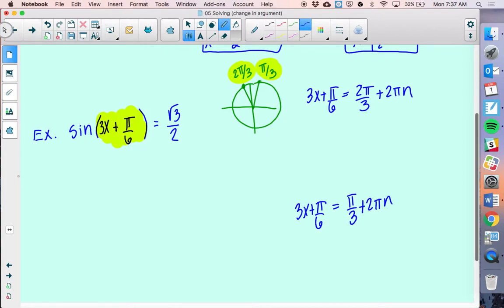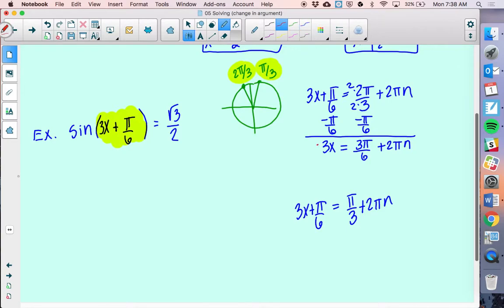Now I need to isolate that x. So what I'm going to do is subtract pi over 6 from both sides. And if I get a common denominator, times 2, so 4 minus 1 is 3. That gives me 3 pi over 6 plus 2 pi n.